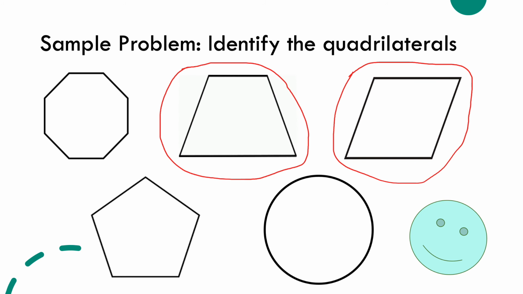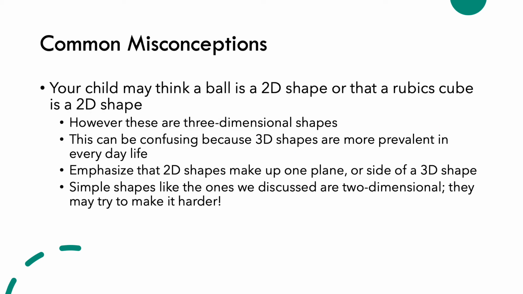Allowing the child to try the problem again lets the child choose all the shapes that have four sides. In this case, it's our trapezoid and our parallelogram. Yay! Let's talk about some misconceptions your child may run into.